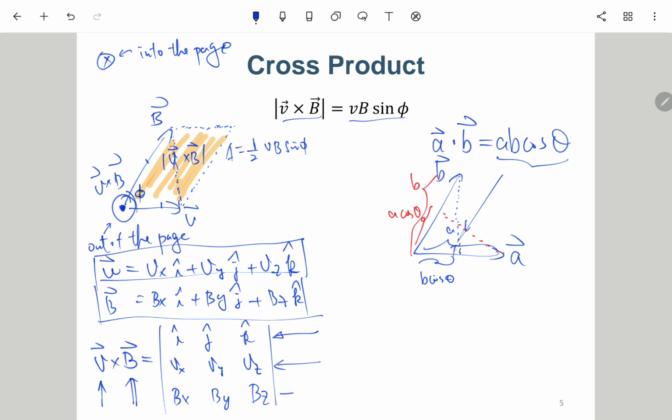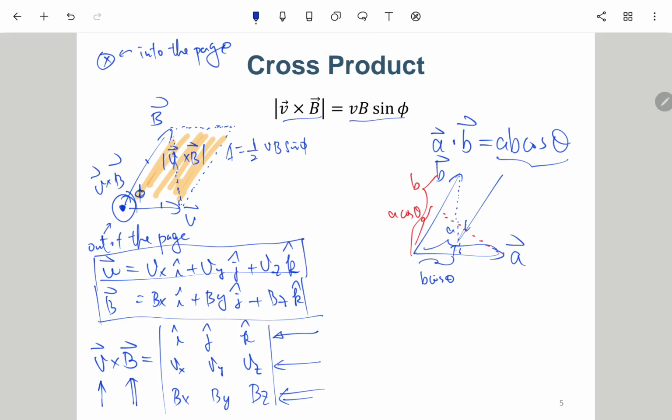Okay, and then for the third row, we have bx, by, bz, which is the xyz component for the second vector. Okay, so this is the determinant of a 3 times 3 matrix. But how do we calculate this matrix?